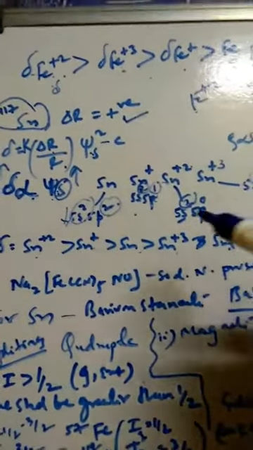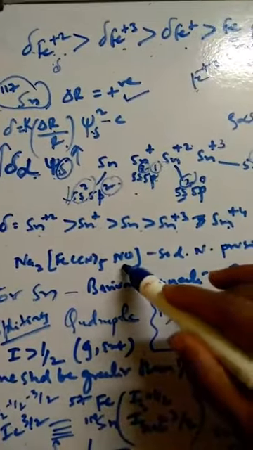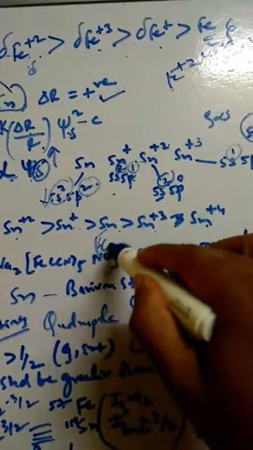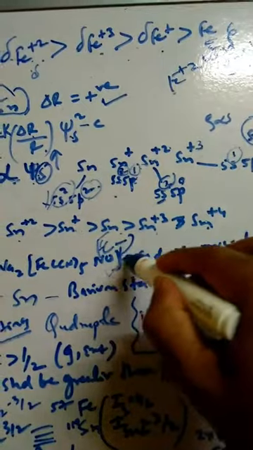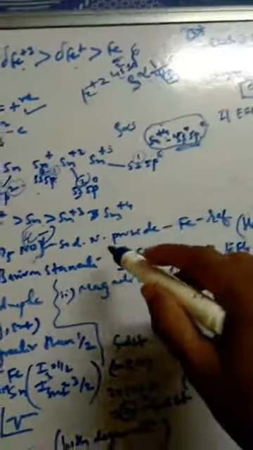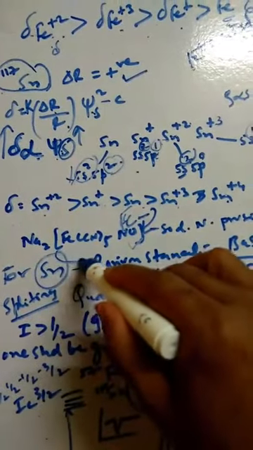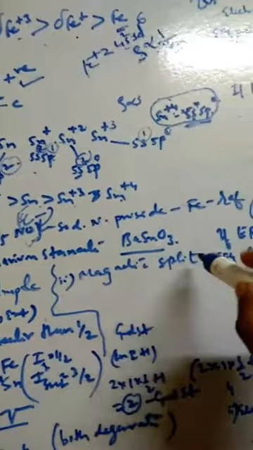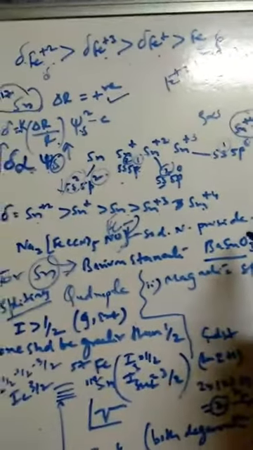So what is the standard for tin? Again the standard varies here. Just as sodium nitroprusside is used as the standard for iron compounds, when we analyze iron we take sodium nitroprusside as the standard reference. Similarly, if you want to analyze tin compounds, the standard reference compound we use is barium stannate, BaSnO3.